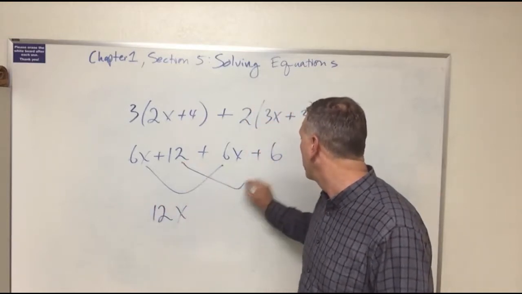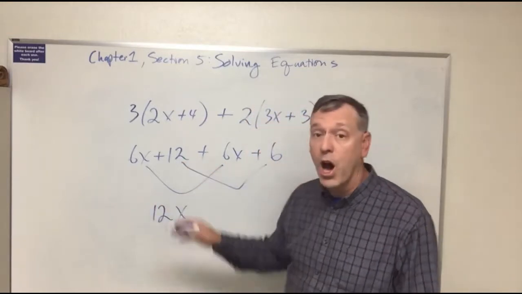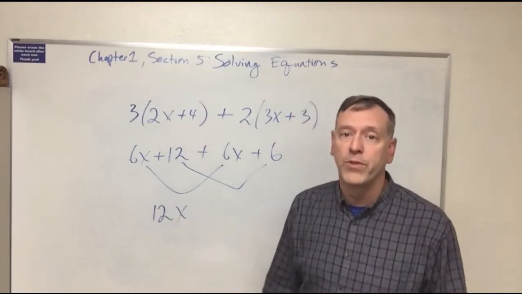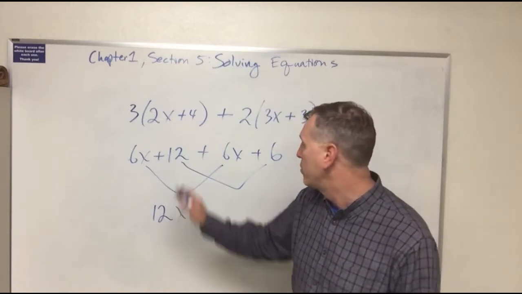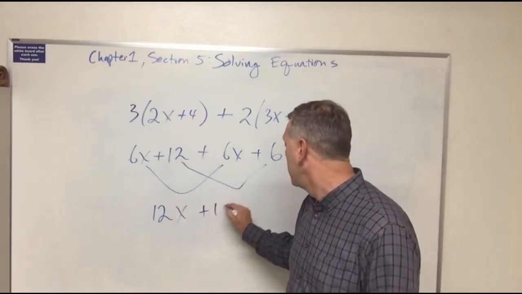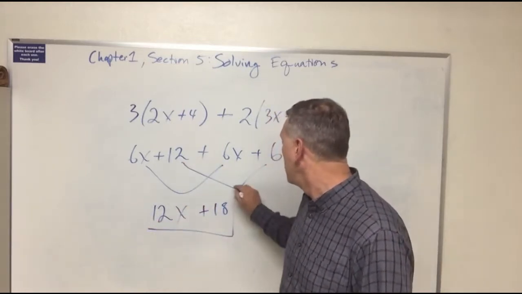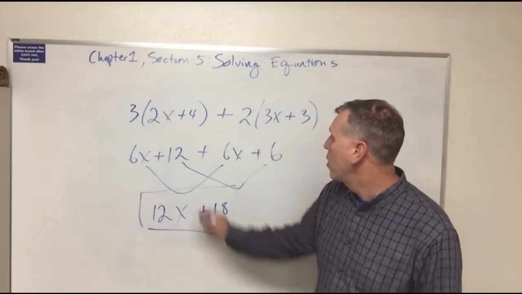And these two terms here can be combined. 12 plus 6 is just a constant. No variables involved at all. No other terms other than just the actual numbers themselves. 12 plus 6, that's 18. And so that gives us the simplified term there to this.